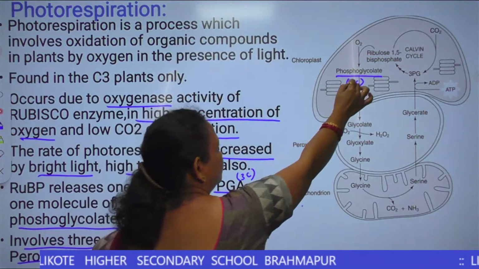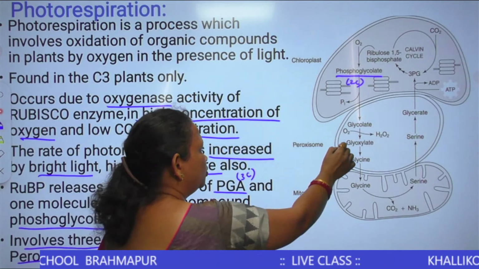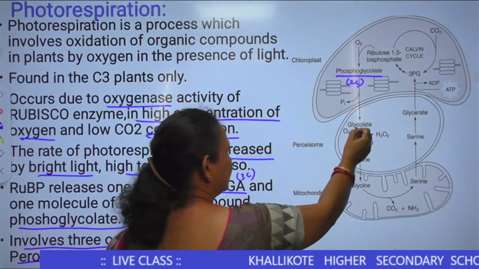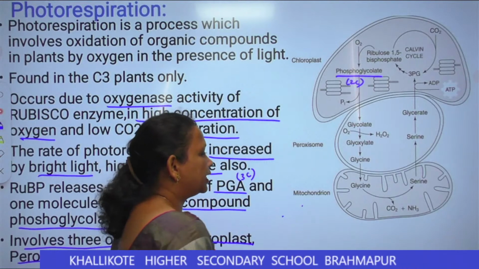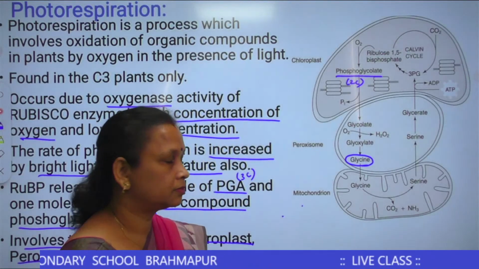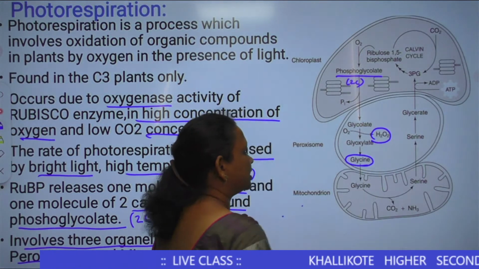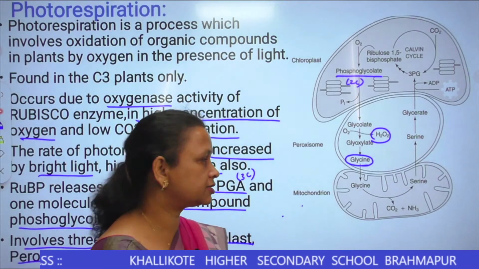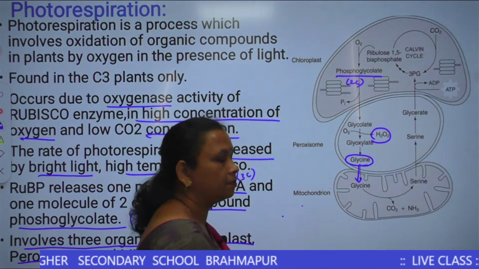So, here phosphoglycolate is converted into glycolate and it moves into the peroxisome. In the peroxisome, glycolate is converted into glyoxylate, and glyoxylate gets converted into an amino acid called glycine. Hydrogen peroxide is also released in the step where glycolate is converted to glyoxylate. Hydrogen peroxide immediately dissociates and glycine is then transported into the mitochondria.